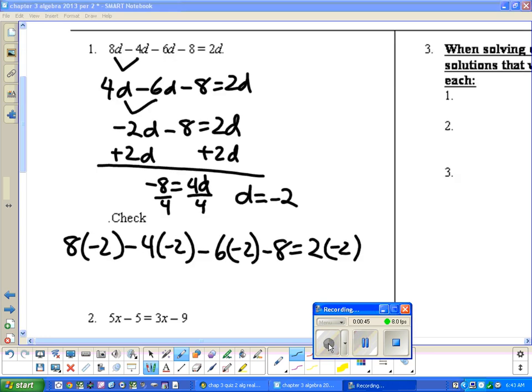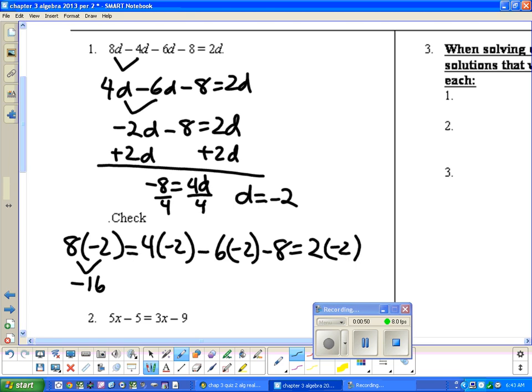Okay, next we're going to check it. 8 times negative 2 is negative 16. Negative 4 times negative 2 is going to be plus 8. Negative 6 times negative 2 is going to be plus 12. Minus 8 equals 2 times negative 2 is negative 4. So if we do the math here, these two cancel. And negative 16 and 12 equal negative 4, so it checks.